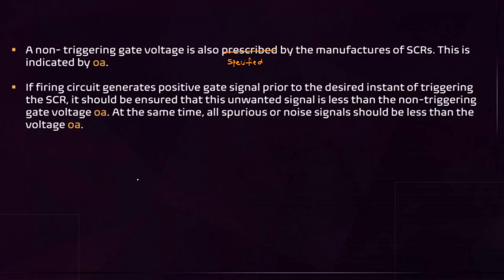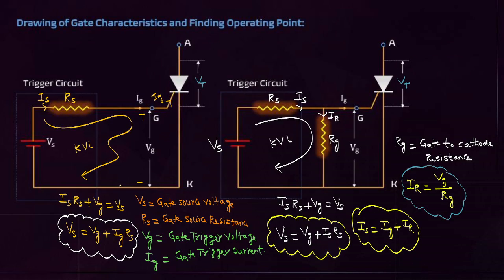Very important, a non-triggering voltage is specified by the manufacturer to eliminate unwanted triggering of the SCR due to noise signals. Always we have to maintain the voltage across the gate less than the non-trigger voltage. If you maintain it greater than the non-trigger voltage, then the SCR gate terminal gets unwanted triggering. To eliminate that problem only, it is specified by the manufacturer.